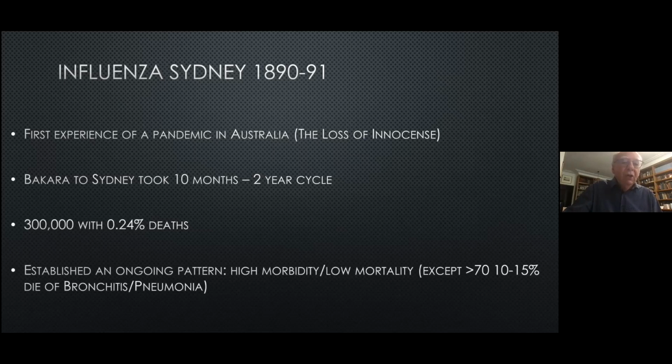It was huge, and 0.24% of the deaths. Just to give you context, we're now looking in Australia with a death rate from COVID-19 of about 4 or 5 times that. But what it did, it established a pattern of high morbidity. In other words, many people would get sick every year or every second year, but low mortality, except in the older people. Those over 70 had a mortality from these annual recurrent episodes of flu of around about 10%.